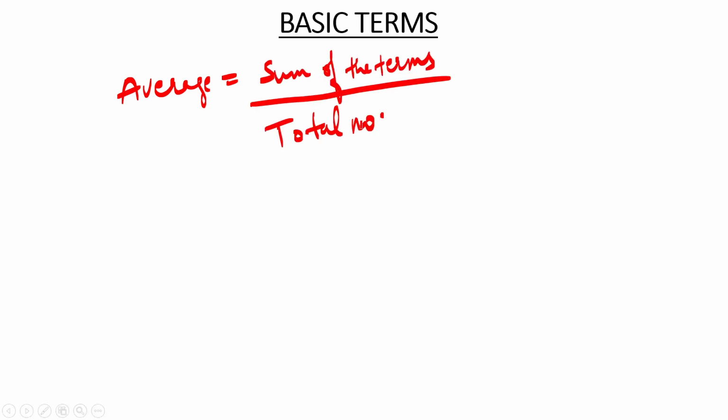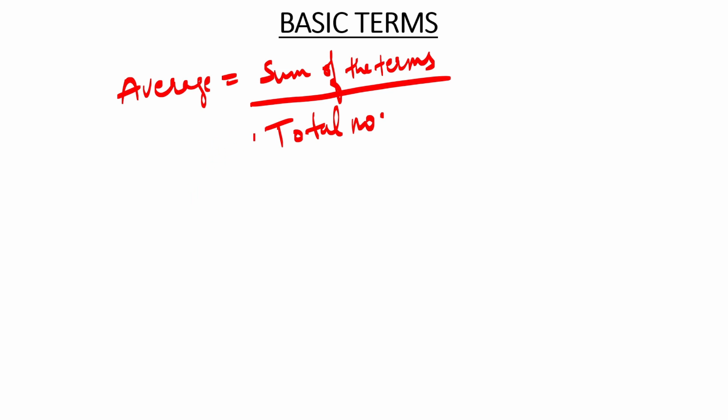So let's move on to the basic terms that we use in data interpretation. The first one is average. Most of you are aware of these basic terms, but let me repeat them once again. We will define average as the sum of the terms divided by the total number of terms. Understood? And we have percentages.